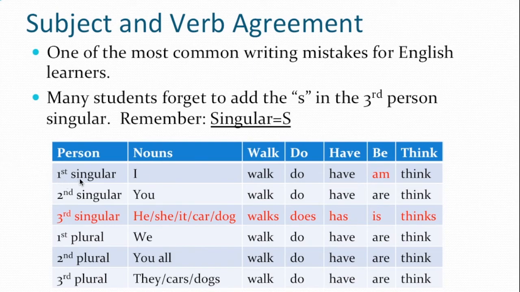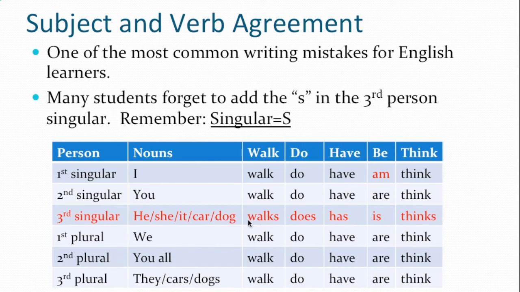So for the first person singular, you have I walk, I do, I have, I am. That to be is irregular, so it's pretty much the only word that has a different form in the first person present. And also you have I think. In the second person singular, you have you walk, you do, you have, you are, you think. But in the third person singular, you have he walks, she does, it has, the car is, and the dog thinks.